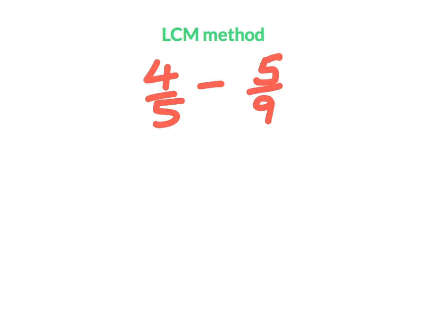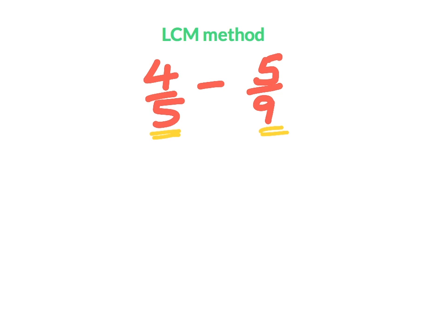Now we have two fractions. One is 4 over 5, the other is 5 over 9. And they have different denominators. In the first number, we have 5 as the denominator. In the second fraction, we have 9 as the denominator. So obviously, these two fractions are not like fractions. So we want to go the LCM method. So we want to find the LCM.